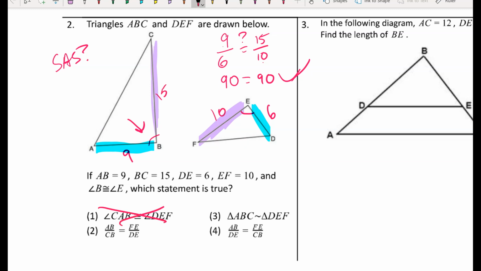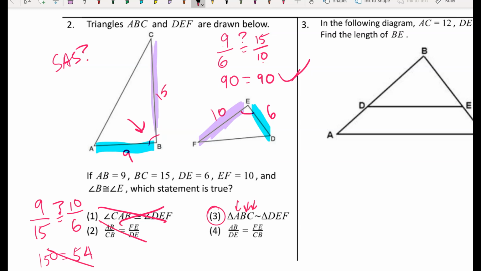For answer choice 2, AB over CB is equal to FE over DE. Well, that's saying the smaller side over the bigger side on one triangle equals the bigger side over the smaller side on the other. Let me check that proportion. 9 over 15, is that equal to 10 over 6? Well, 9 times 6 is 54, and 15 times 10 is 150, so there's no way that's true. And I've already proven these triangles are similar. I just need to check the order of the letters.